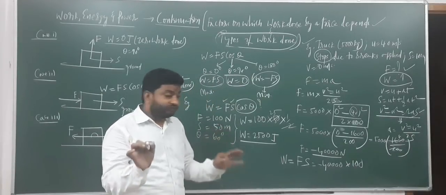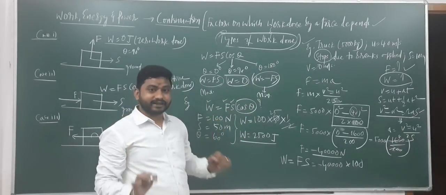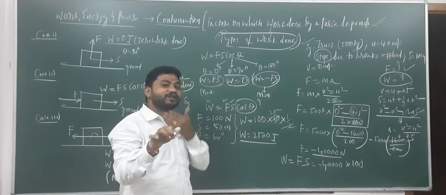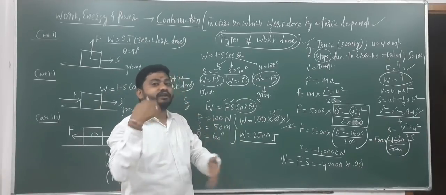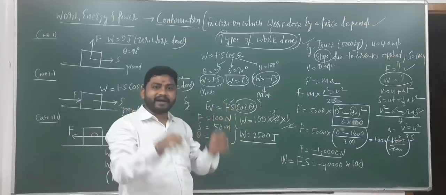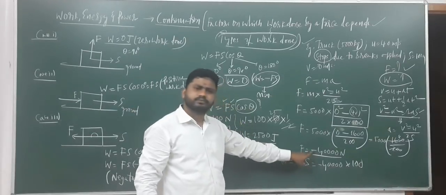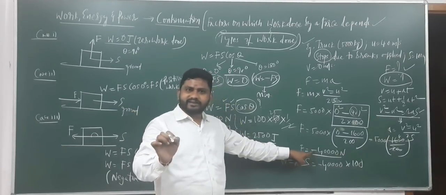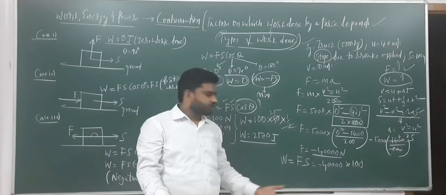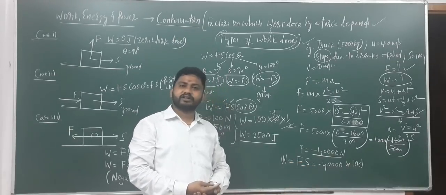Okay. So why we are not considering cos theta here? Because if you take cos theta, what happens? Cos theta value will be 180. Cos 180 will be minus 1. Minus already you have got here. Clear? So that's the reason we are not taking cos theta. So we are just writing F into S.